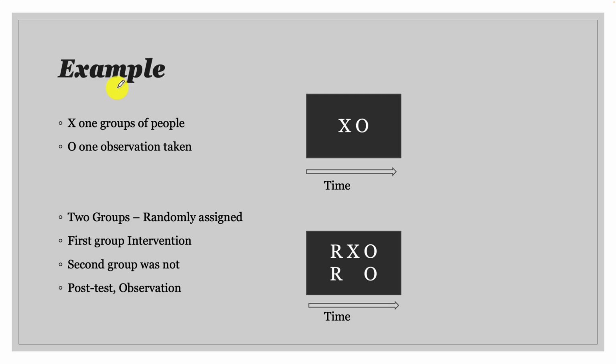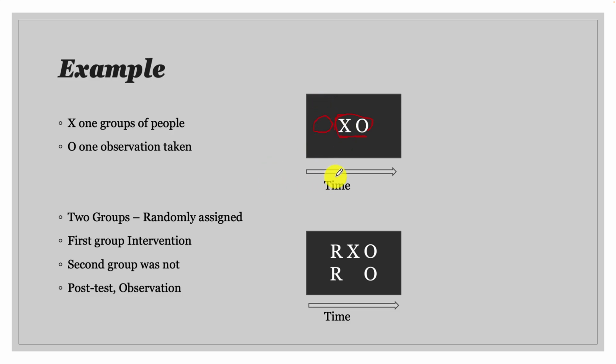Let me give you a quick example. If I see X and O, and we look at it this way, this represents time. That means one group, because you only see one X and one O, received one treatment and one observation, right? We just see treatment, observation. What does that mean? That means there was no baseline measurement. That's not really strong research, and there is research out there like that.